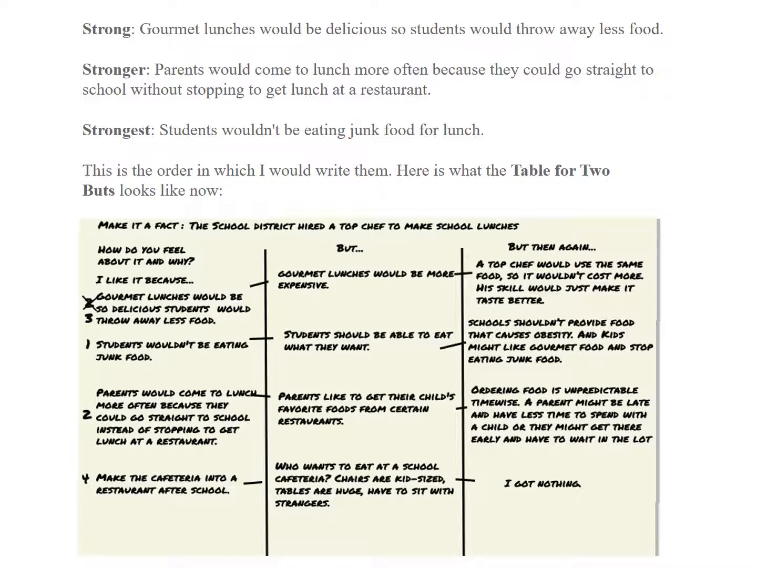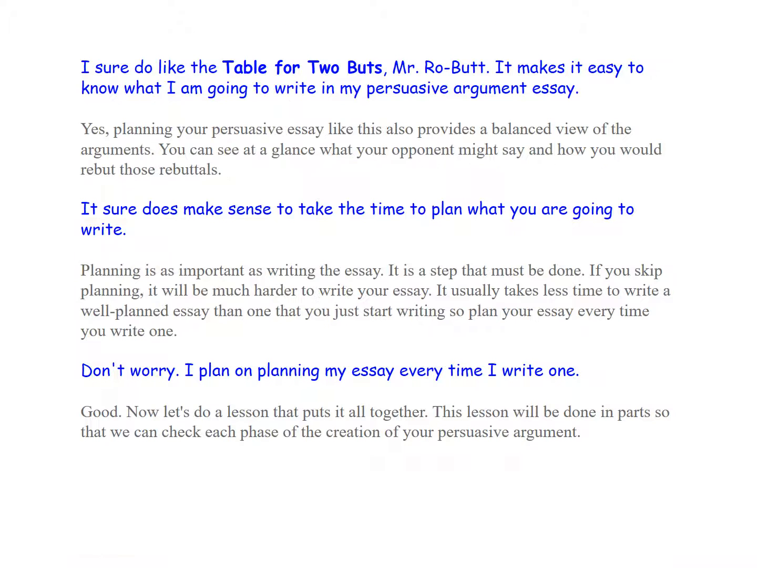This is how the table for 2 buts looks now. I sure do like the table for 2 buts, Mr. Robot. It makes it easy to know what I am going to write in my persuasive argument. A persuasive essay like this also provides a balanced view of the arguments. You can see at a glance what your opponent might say and how you would rebut those rebuttals.